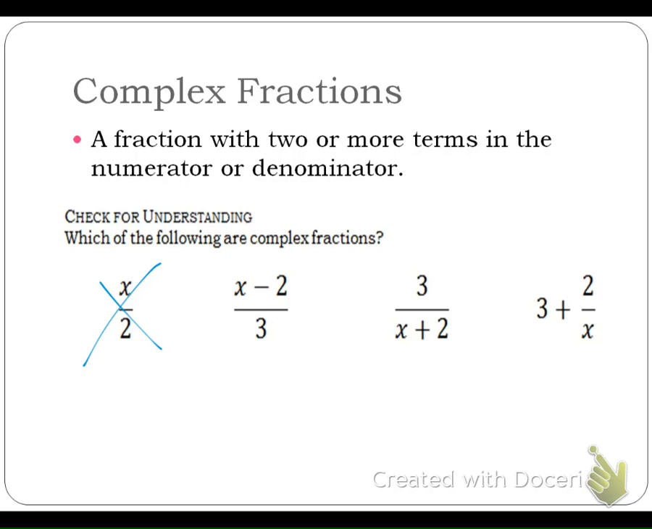In the second expression, x minus 2 over 3. Do you see how you have an operation in our numerator? So that means there's two terms in the numerator of this fraction. That makes this big old fraction a complex fraction. In the third expression, you have 3 over x plus 2. Look in the denominator. Do you see how you have an addition sign in the denominator? That means that there are two terms in this denominator. That makes this fraction complex.